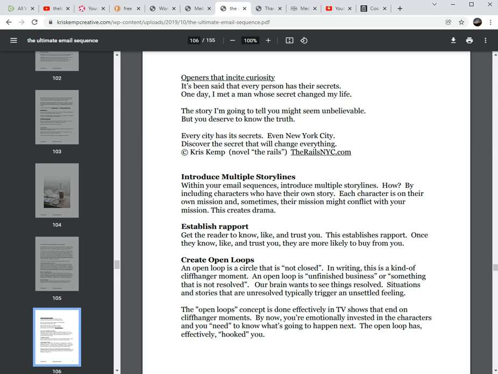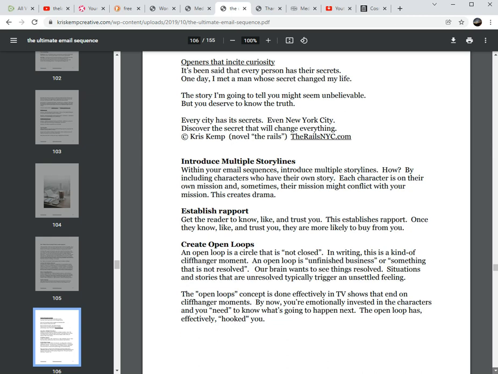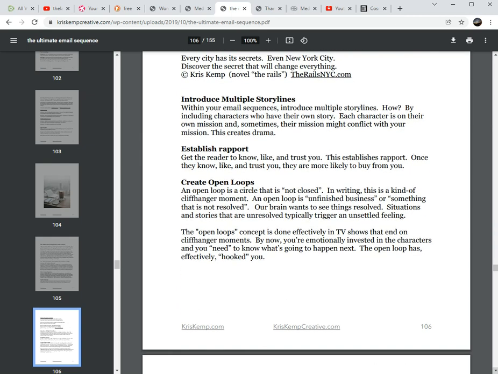Create open loops. An open loop is a circle that's not closed. In writing, this is a kind of cliffhanger moment. An open loop is unfinished business, something that is not resolved. Typically our brain wants to see things that are resolved, put to bed, buttoned up, so to speak. So situations and stories that are unresolved typically trigger an unsettled feeling. When you create an open loop, you're getting the reader to get curious about what happens next, so he or she will continue reading.